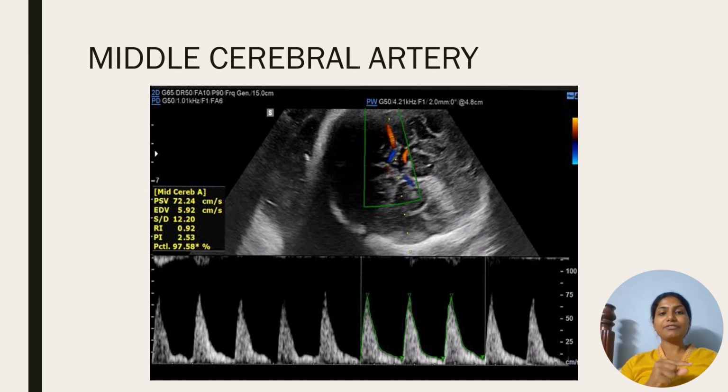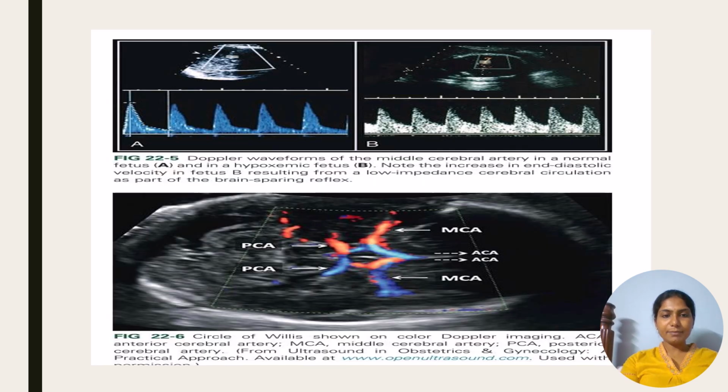That's why if the pulsatility index is less than the 5th percentile in the middle cerebral artery, that means the fetus is going into growth restriction. In this image, the second image shows the BPD plane and it shows the circle of Willis.